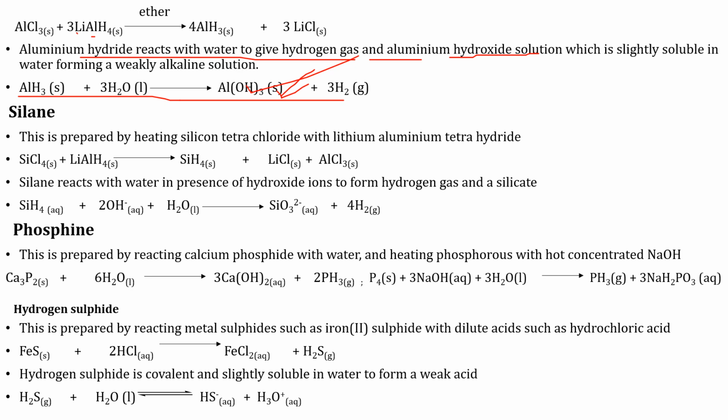So let's look at silane. Silane is another name for silicon(IV) hydride. Silane is also prepared in the same way, but we don't need the presence of ether.